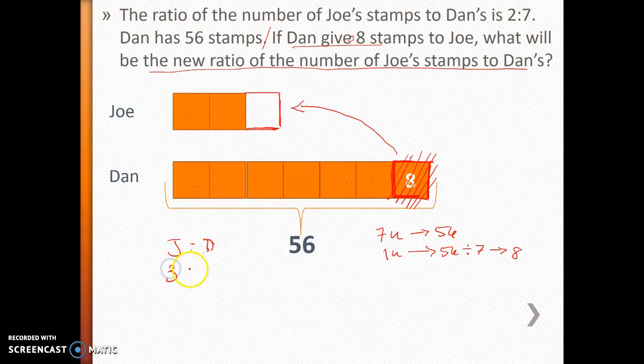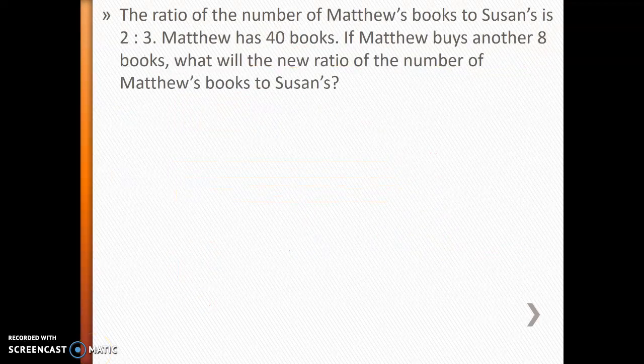So Joe has 3. Oops, that still didn't work. There we go. Dan has 6. Let's go ahead and simplify that. Divide both by 2. So Joe has 1 unit. Dan has 2 units. Okay.